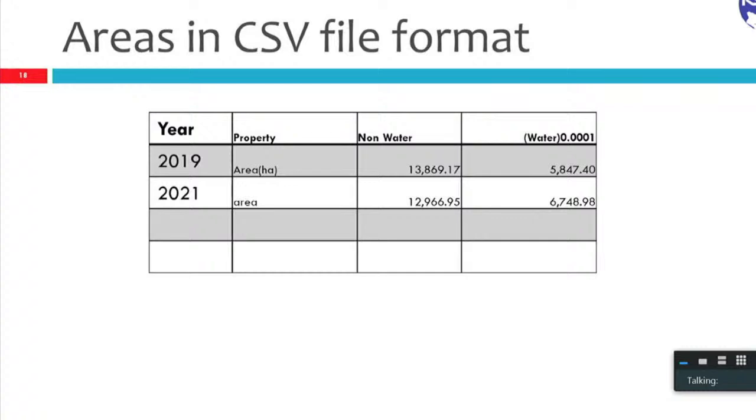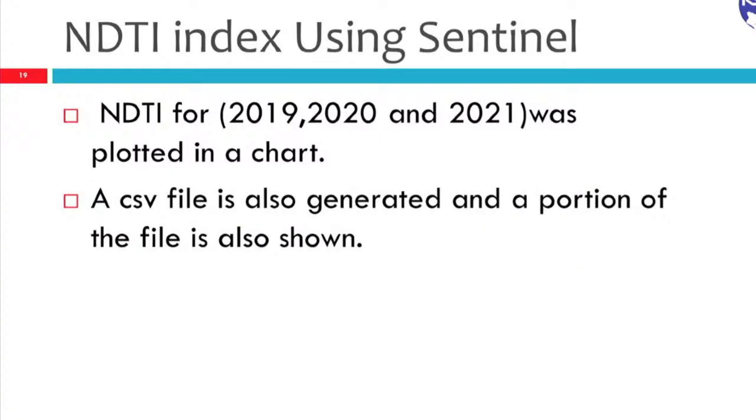Also, when you are getting the bar graphs, you can download the CSV file format and show the areas, these areas are in hectares, and show how the change has been. The non-water are the other classes, and then the water, you can see between 2019 and 2021, there has been some increase.